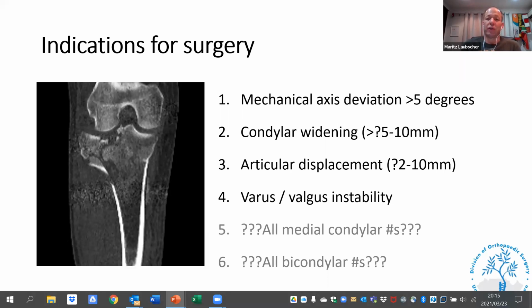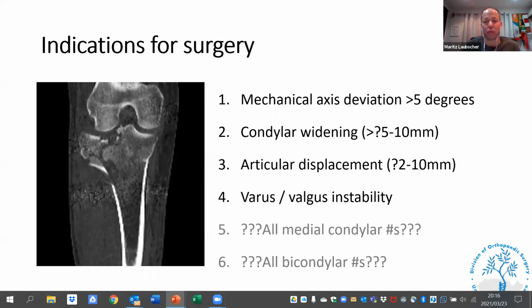And then again, varus or valgus instability, like I said, is mainly due to depression of the rim of the plateau, and not so much because of associated ligamentous injury. Some mention in the literature that all medial condylar fractures should be fixed. I agree that most do. Never say never in orthopedics. There are the odd cases where medial condylar fractures are completely undisplaced, and we've certainly treated them non-operatively successfully by just watching them closely.